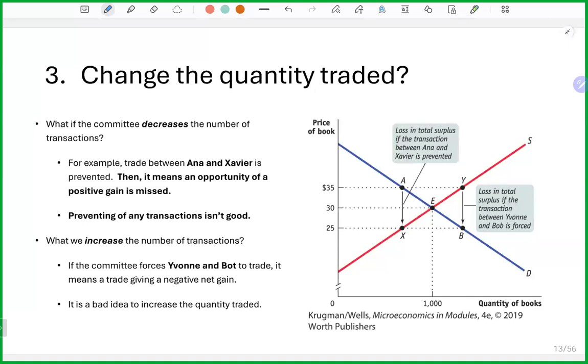How would you decrease the quantity transacted? Prevent the transaction between A and X. Then you can decrease the quantity of transactions. Then you will lose how much? Let's force A and X not to make the transaction. We'll lose by how much?